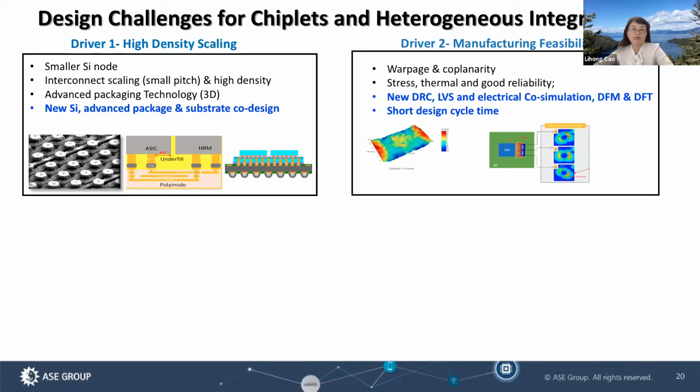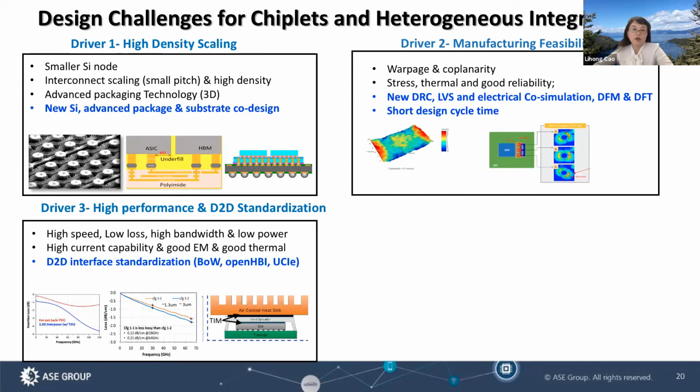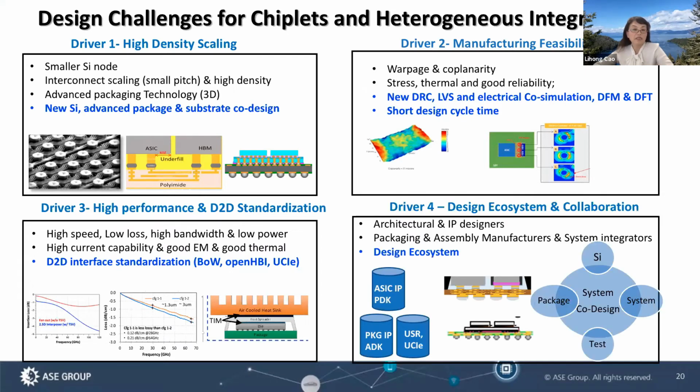Driver 2 is manufacturing feasibility: controlling package warpage and coplanarity to provide good reliability and high yield. It requires new DRC, LVS, and electrical and thermal simulations. Driver 3 is the high performance and die-to-die interconnect standardization requirement. Last but not least is the collaboration among chip designers, packaging manufacturers, and system integrators to build up a design ecosystem.